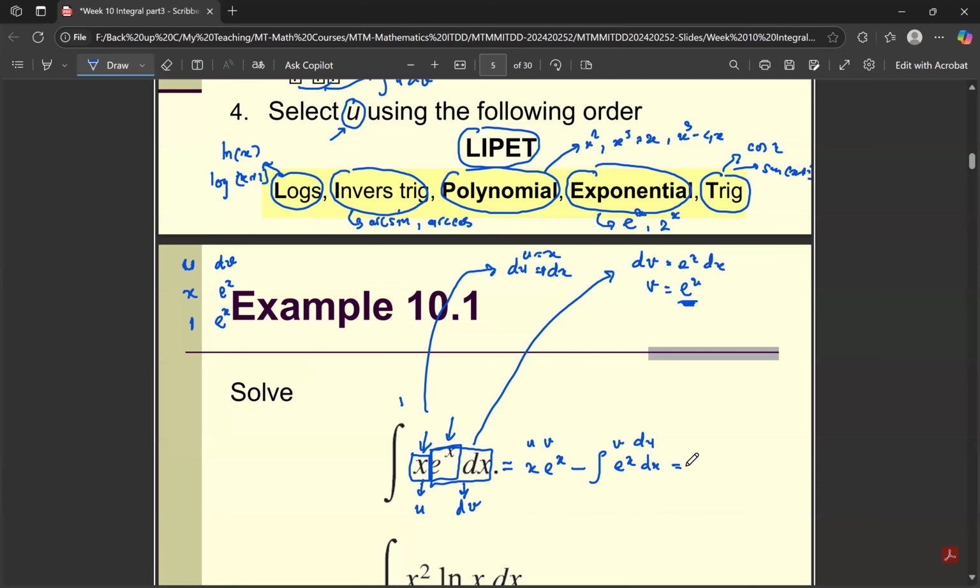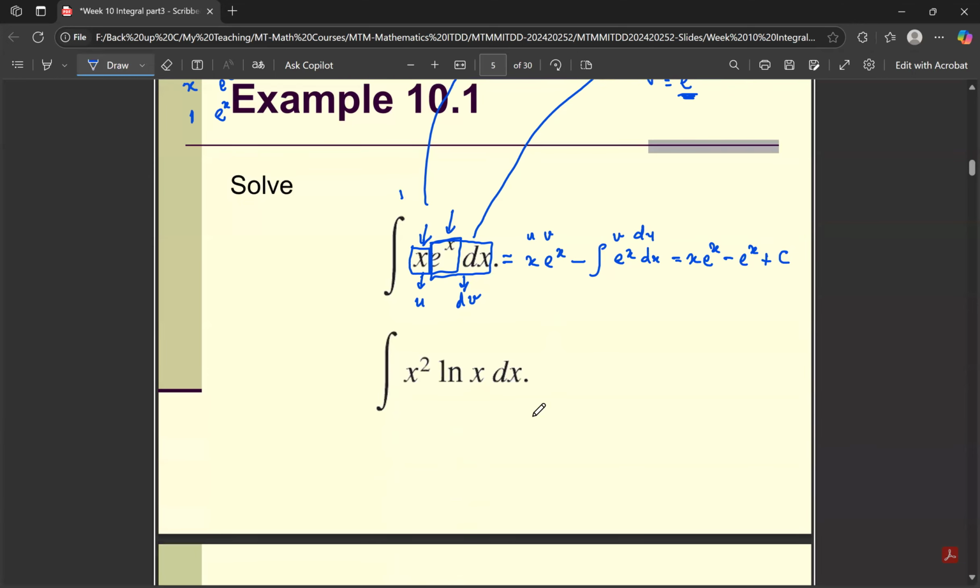So we have x e^x minus, and this is still e^x, and we must write the last plus c. Okay. This is the result by using integral by parts.